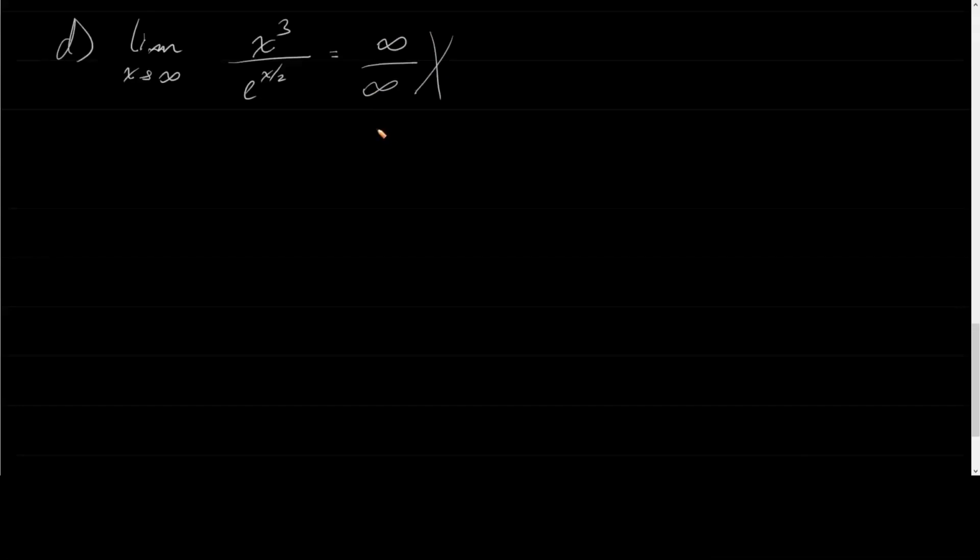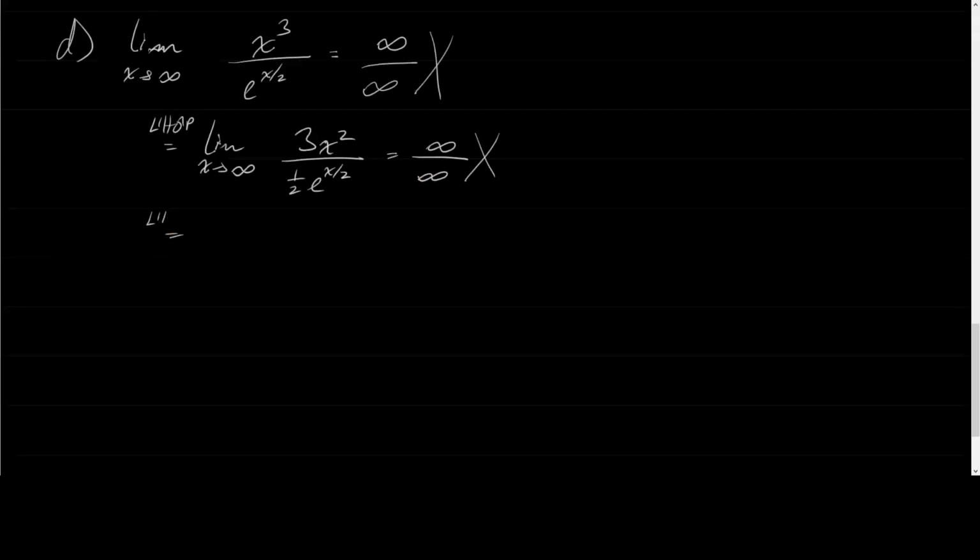So what we can do here is take the derivative, right? Apply L'Hopital's rule. So we end up with the limit as x goes to infinity of the derivative of the top, 3x squared, over the derivative of the bottom, 1/2 e to the x over 2. And now let's take that limit as x goes to infinity. Infinity squared is infinity. And on the bottom, I still end up with infinity. Now, that's still indeterminate. So it turns out we can apply L'Hopital's rule again. And we can continue to do so as many times as we need.